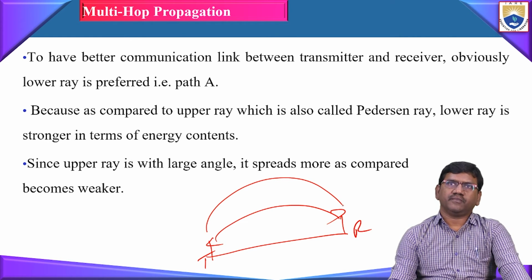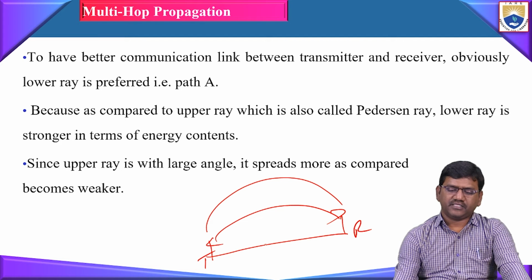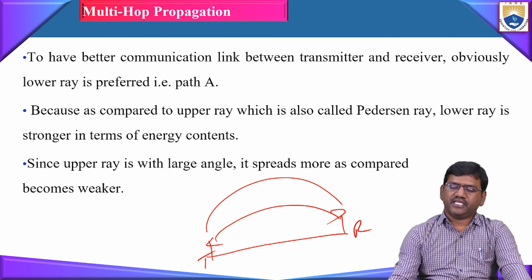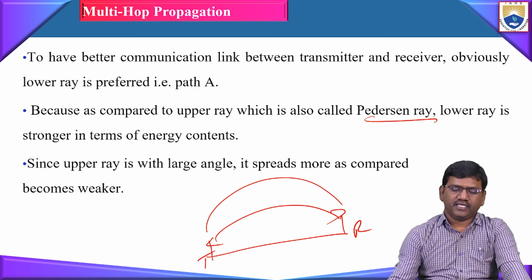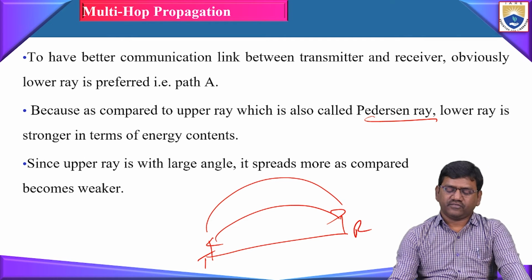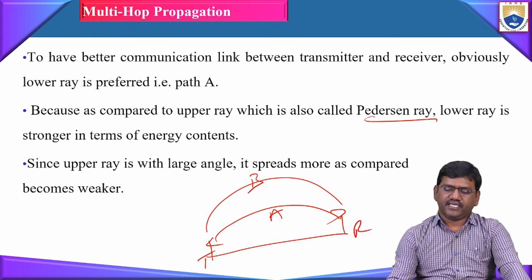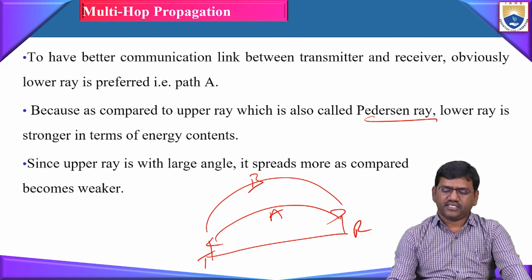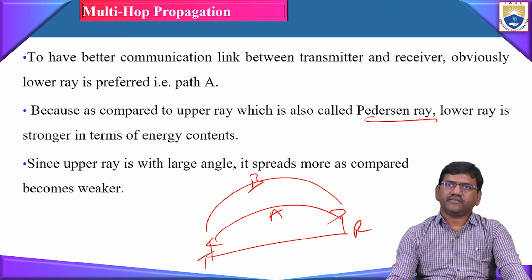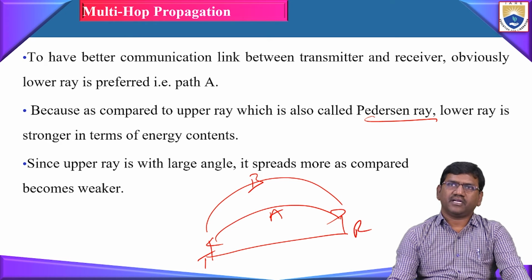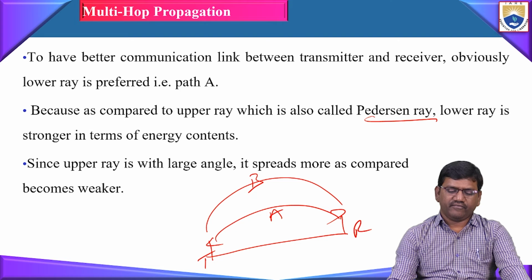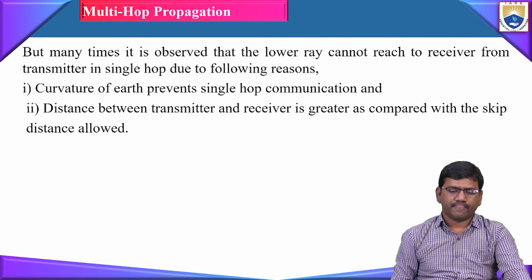We want to establish communication between the transmitting and receiving antenna. The upper ray is B and the lower ray is A. The lower ray is strong in terms of energy. It has a large amount of energy compared to B. The upper ray, with the larger angle, spreads more and becomes weaker. B has the longer path and travels a larger distance, hence the energy of path B will be very less compared to path A.